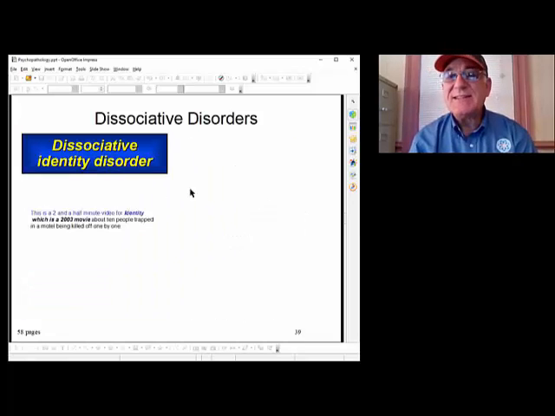The next one is dissociative identity disorder. This is one I would love to work with, these people. It's also called multiple personality disorder. Have any of you heard of multiple personality disorder before? Yes, a number of you have. Okay. So these are people who believe that there are more than one person living in their brain.